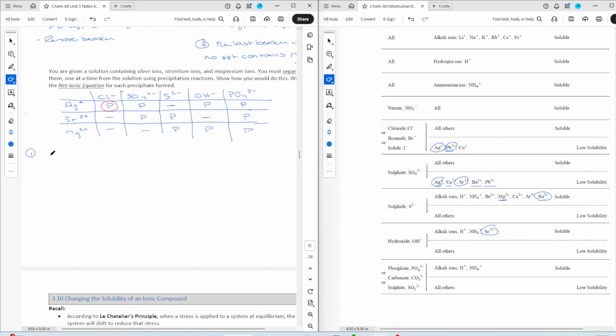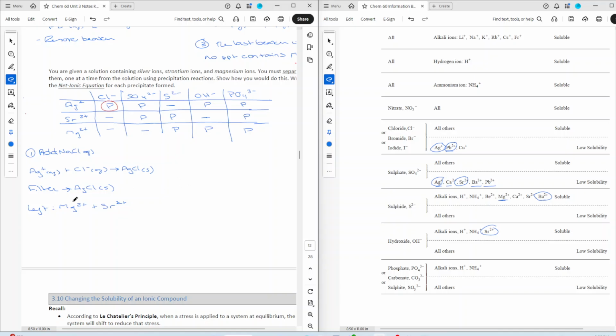So let's add sodium chloride, aqueous. And so this is going to be silver. I wish I just didn't have to include the states. I feel like that would be easier. Plus the chloride would form the precipitate silver chloride, solid. Okay, and then I'm going to filter the silver chloride out. Left is going to be magnesium and strontium.